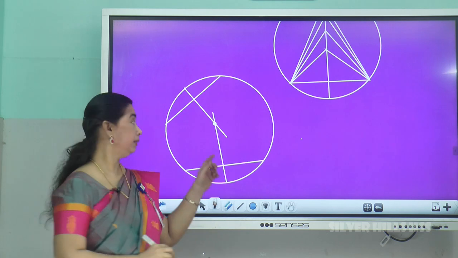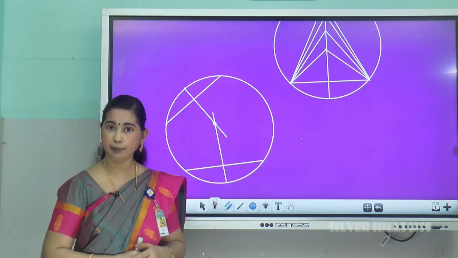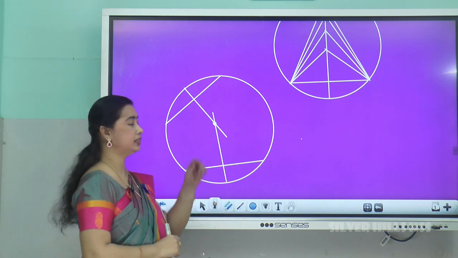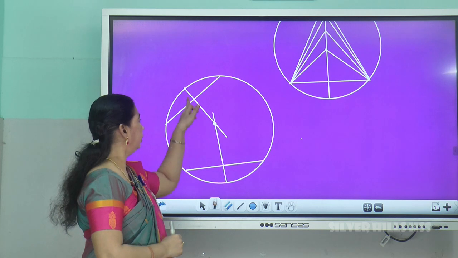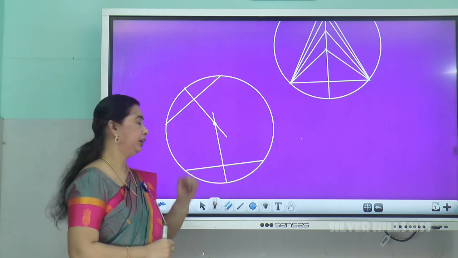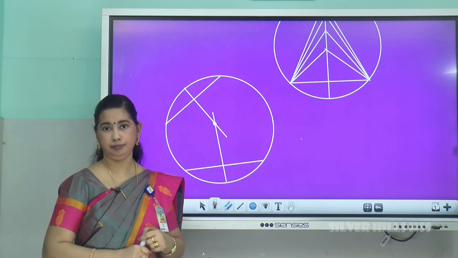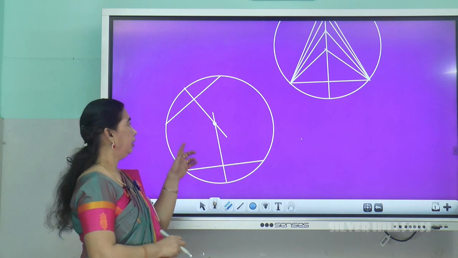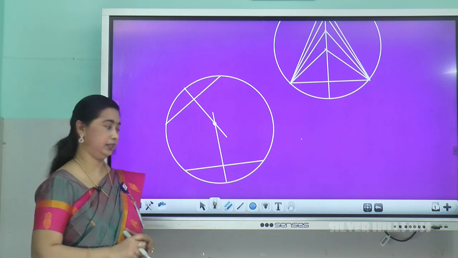So, where will the center be? The meeting point of both the perpendicular bisectors will be the center of that circle. Because both are perpendicular bisectors, they meet at a common point, and that will be the center of the circle. Now, we will move on to the important concepts of circles.